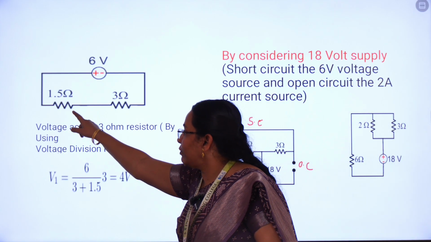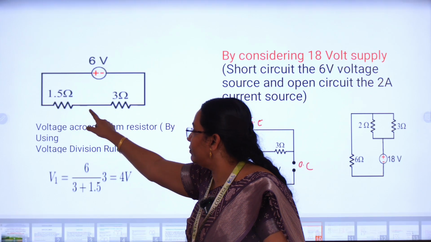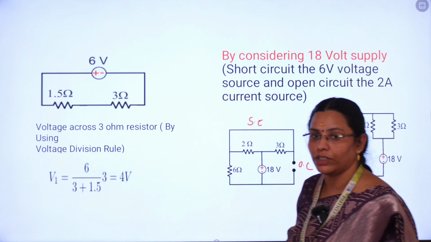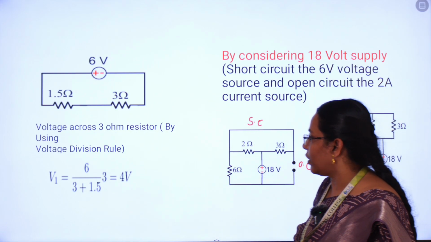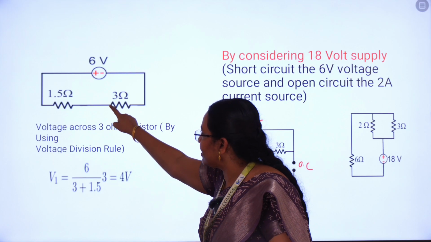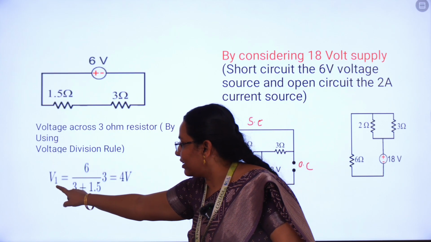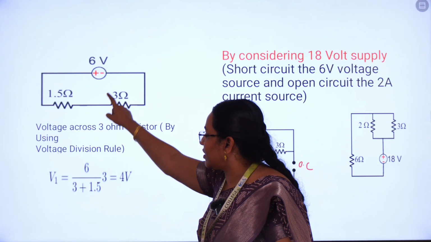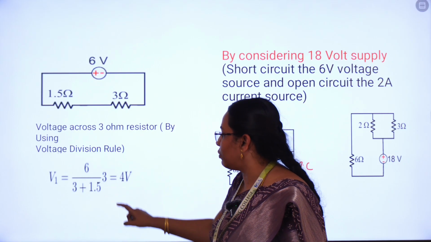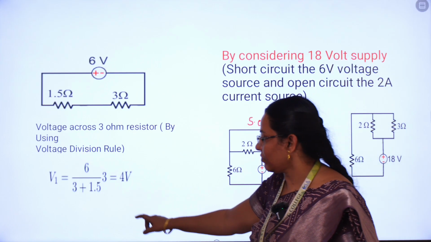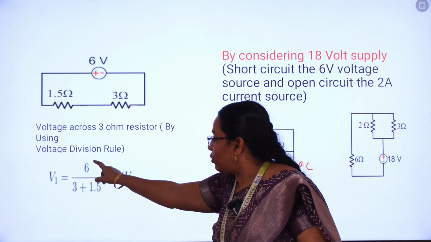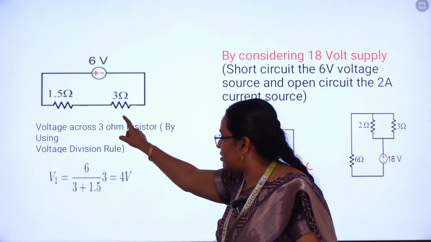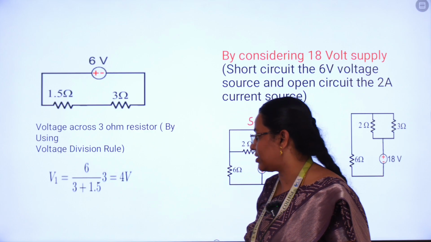Now this 1.5 ohm as well as the 3 ohm are both connected in series across the 6 volt voltage source. Now we are going to calculate the voltage across the 3 ohm. Let's take V1. V1 is the voltage across the 3 ohm for the 6 volt source. So according to the voltage division technique, it is the total voltage into the particular resistance divided by the sum of the resistances.